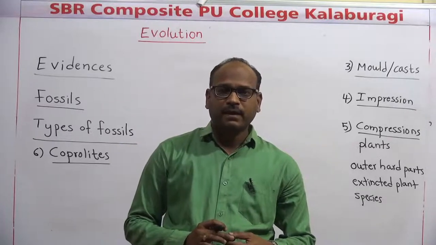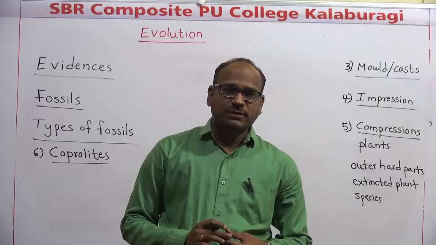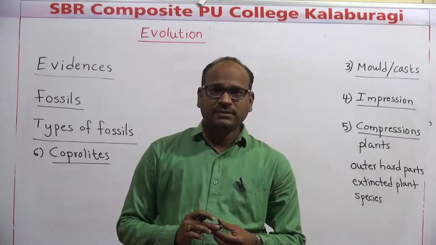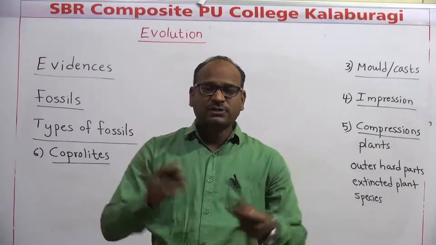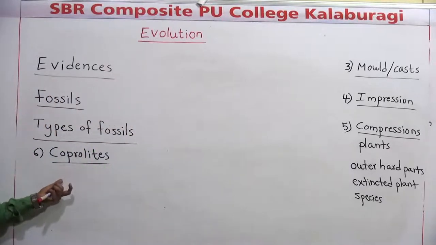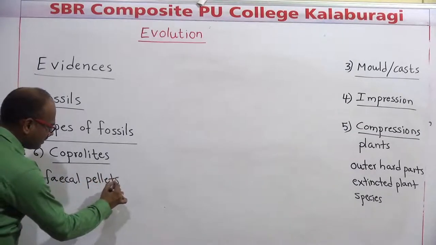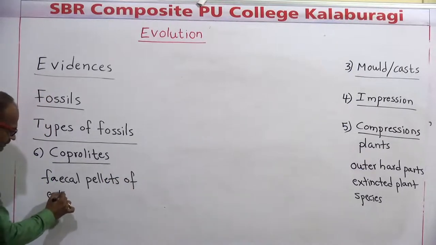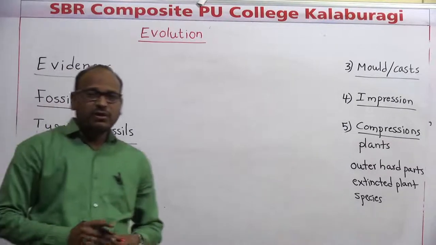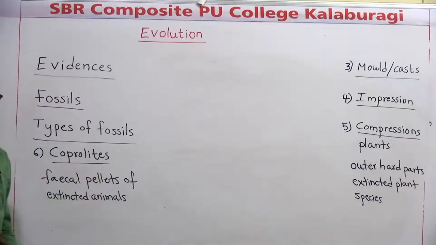For suppose, if we take the feces of an elephant and the feces of a zebra, then the material, texture, size, and several other aspects differ. So, the fecal pellets of extinct animals, if they are available, are said to be coprolites.